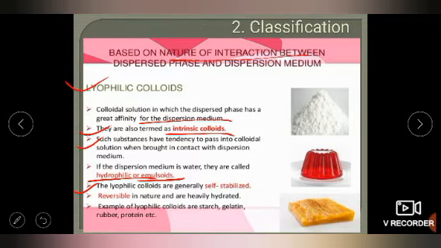The lyophilic colloids are generally self-stabilized, reversible in nature, and heavily hydrated. Examples are starch, gelatin, rubber, protein. These are some of the examples of lyophilic colloids. It can come in multiple choice questions, so pay attention.